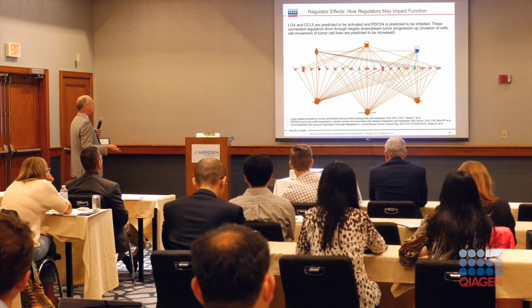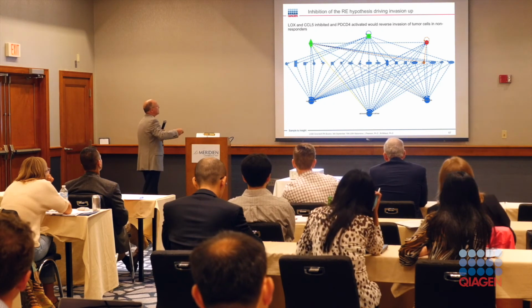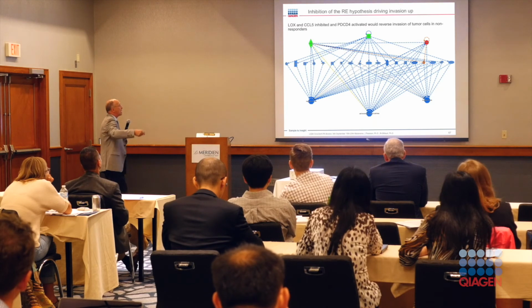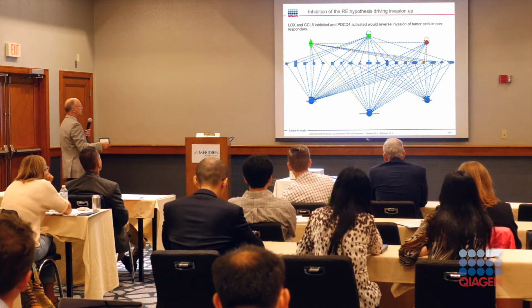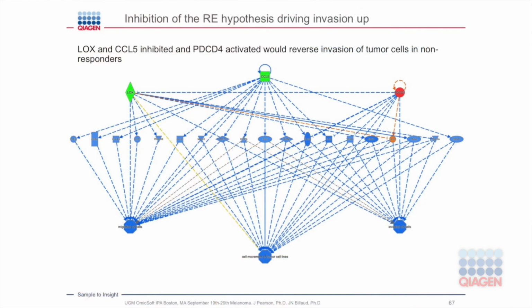One way to do that is to use our tool, the Molecule Activity Predictor, and I mimic the inhibition of LOX, mimic the inhibition of CCL5, and mimic the upregulation or the activation of PDCD4. Virtually, you revert a lot of the expression pattern of your genes in your target downstream, as well as the biological processes. So this is one idea of using IPA in the lab. You generate hypotheses based on real content, real description of the data, and now you can test that in the lab.